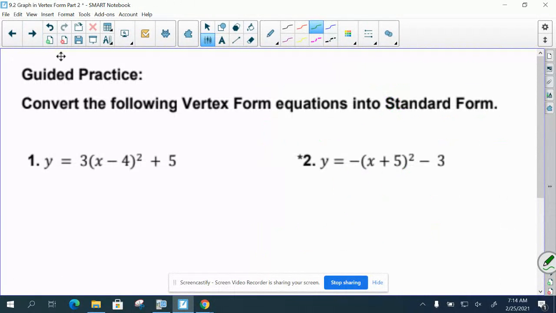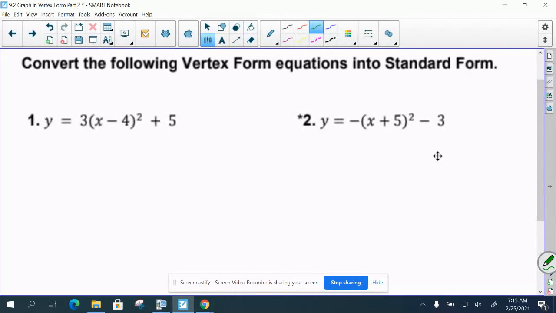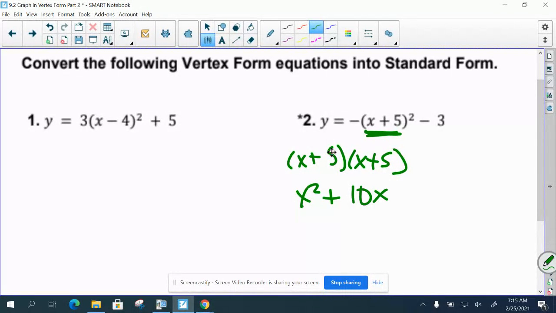All right, let's do just a couple more that involve going the other way. So let's do number 2, because there's a negative sign in front of it, so that'll make things interesting. So first we would expand this, so this would be x plus 5 times x plus 5. So if you FOIL, you get x squared plus outer and inner are both 5x, so they add up to 10x, and then the last would be 5 times 5, which is 25.